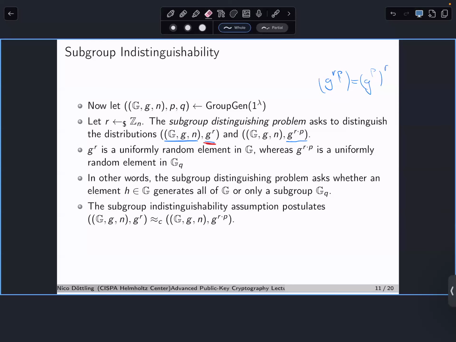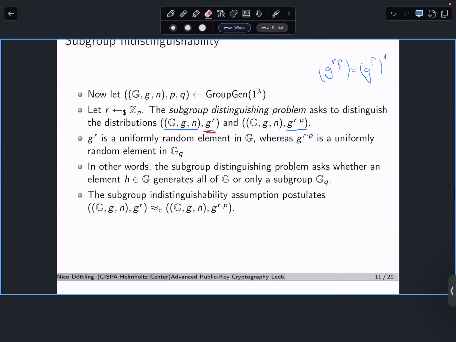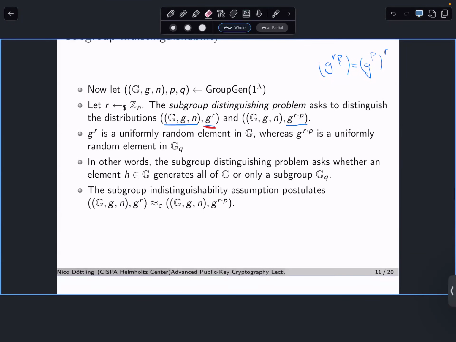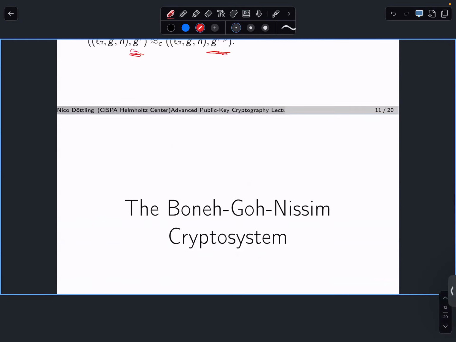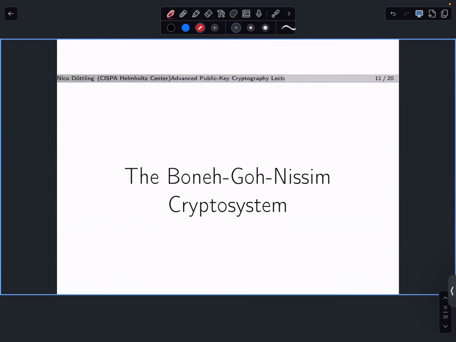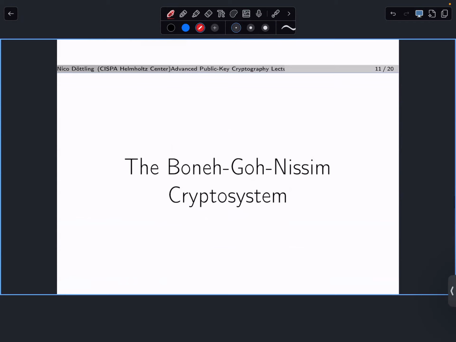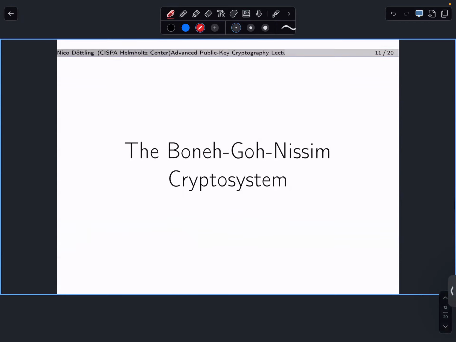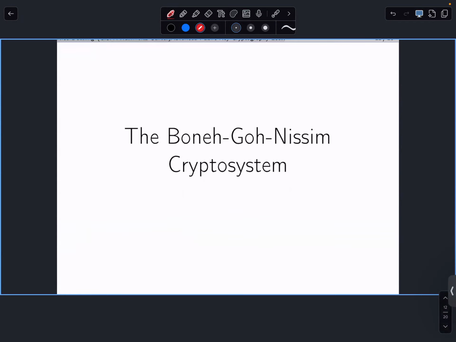Okay. Good. So now, subgroup indistinguishability. That's the takeaway here. Subgroup indistinguishability postulates that these two things look the same to any efficient observer. Good. Now that we have this and already spent 20 minutes, let's go into the Boneh-Goh-Nissim crypto system.